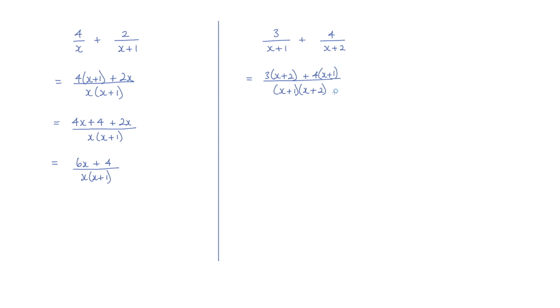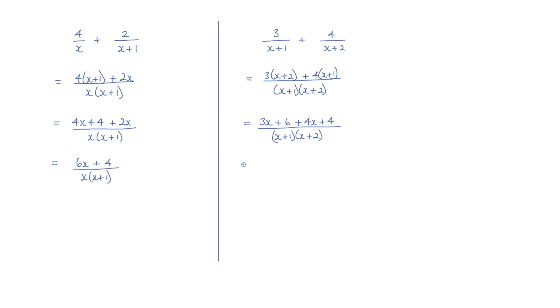Now, the next thing we need to do then is to expand brackets in the numerator. Remember, we do not have to expand brackets in the denominator. So 3 multiplied by the x will give me 3x. And we've got the plus 3 multiplied by the 2 is 6. And we've got this plus here. And then 4 multiplied by x, 4x. And we've got 4 multiplied by the 1, so it's plus 4. And that is all over x plus 1 in brackets, x plus 2.